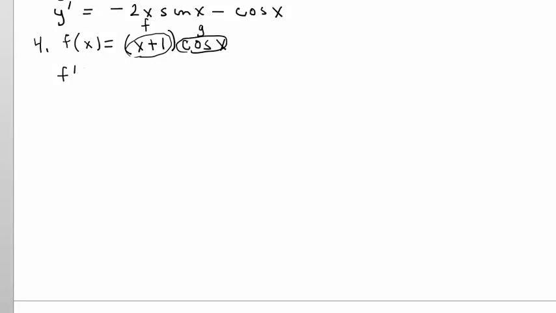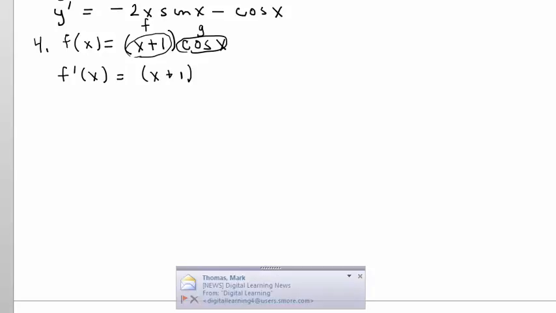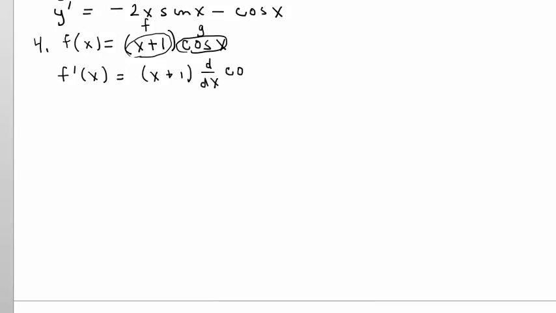First factor, x plus 1, left alone, times the derivative of g, plus the second factor left alone times the derivative of f.